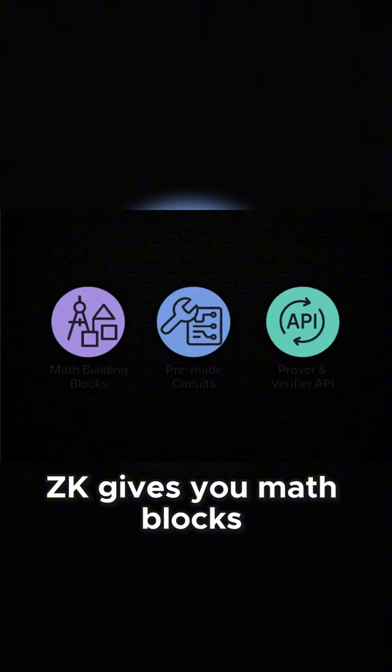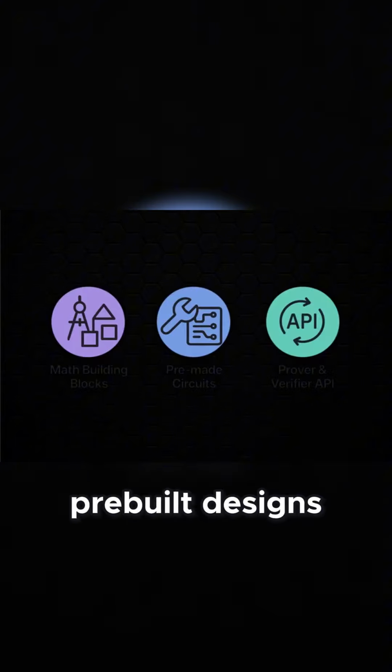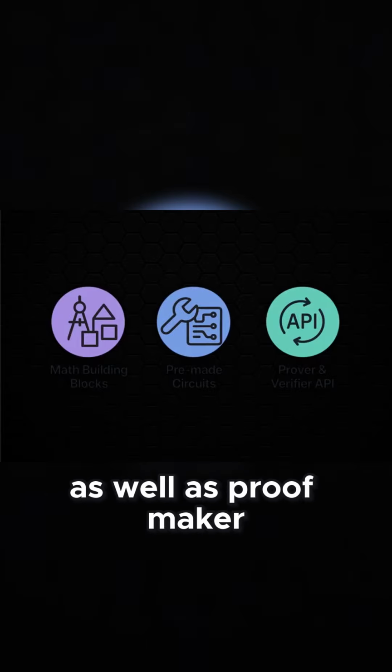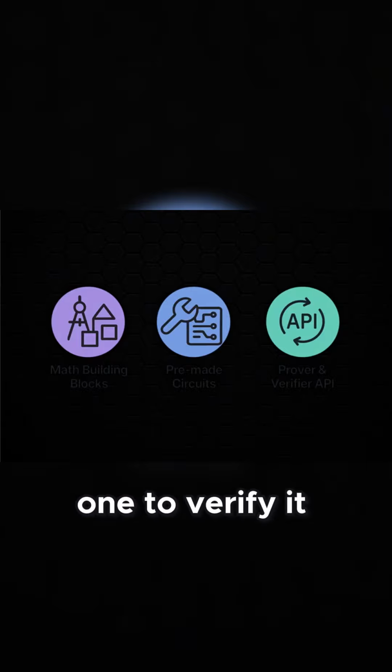Longfellow ZK gives you math blocks, the hidden gears that do all the secret calculations, ready-made circuits, pre-built designs for things like password checks or age tests, as well as proof makers and checkers. Two simple C++ calls, one to build your proof, one to verify it.